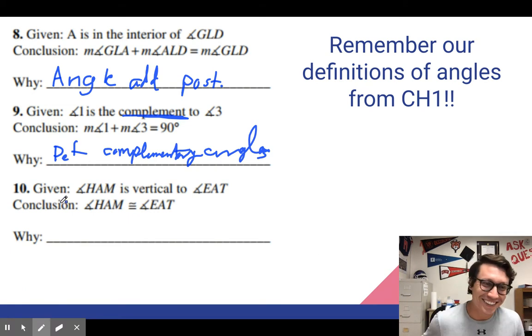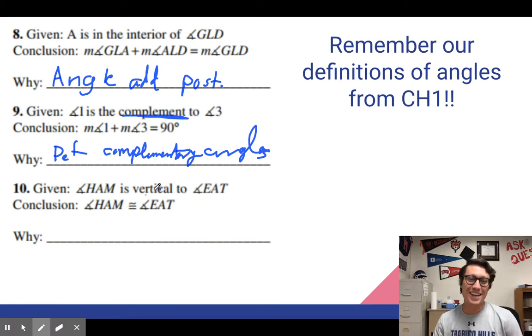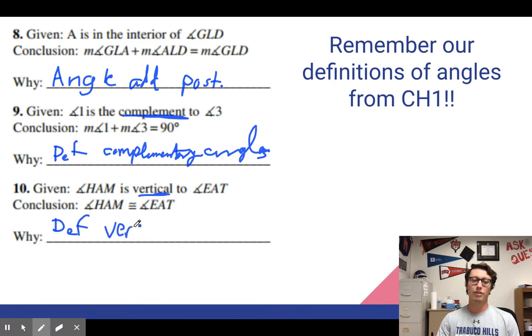All right. Next one. Given the angle HAM is vertical to angle EAT. First of all, let's address this. Angle HAM is vertical to angle EAT. We can conclude that angle HAM is congruent to angle EAT, right? Remember, the definition of vertical angles means that they are congruent. And so our reason here is the definition of vertical angles.